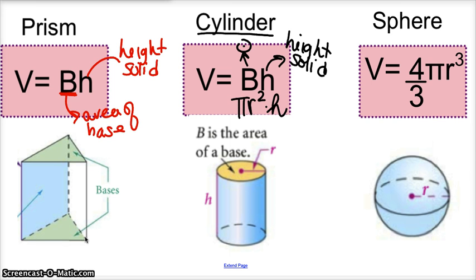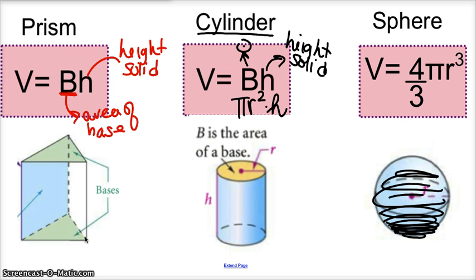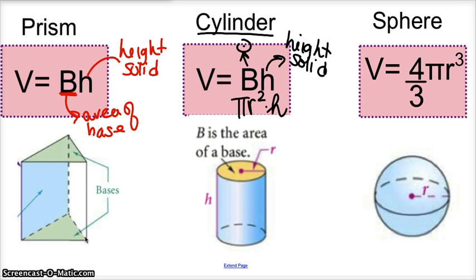Volume of a sphere, 4/3 pi r to the third power. I know this one looks the weirdest, but think again about adding up cross sections: this circle, and then this circle, and then that circle, and all of these circles added up through the whole thing. They're not all the same size, which is kind of where the 4/3 and the r to the third are coming from.